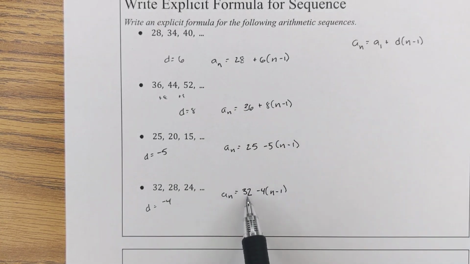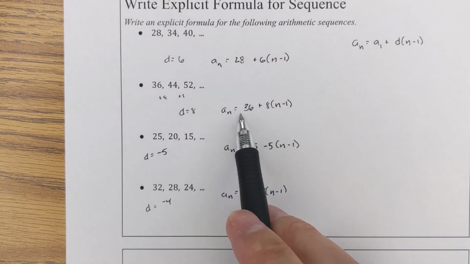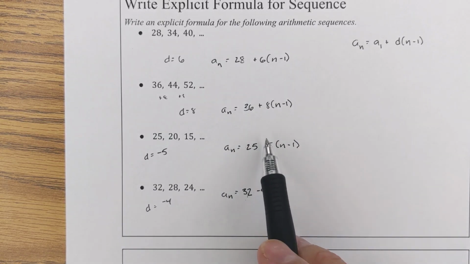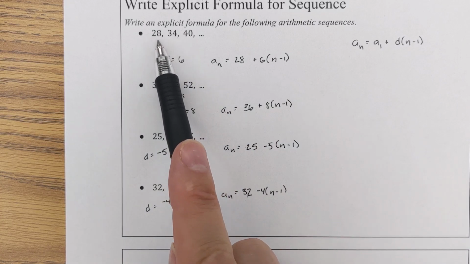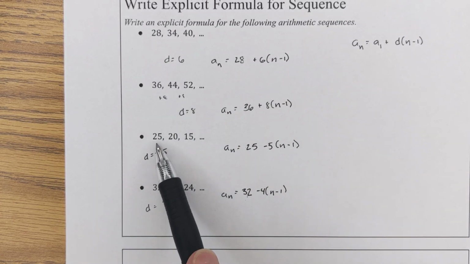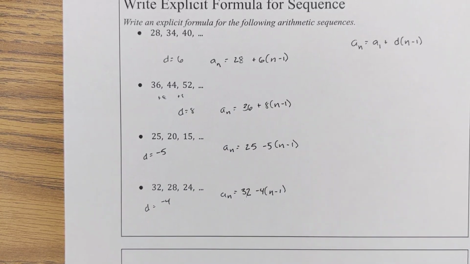Just remember, that's the first term in each case: 28, 36, 25, 32. And the number in front of the parentheses is just what you are adding, in this case 6, or subtracting to get from one term to the next.